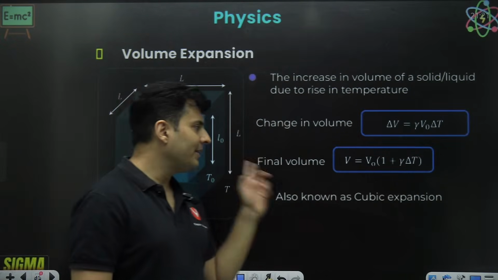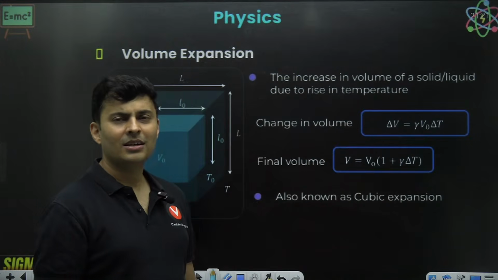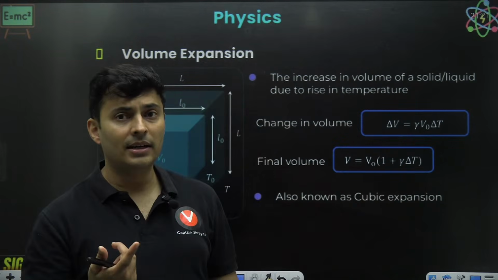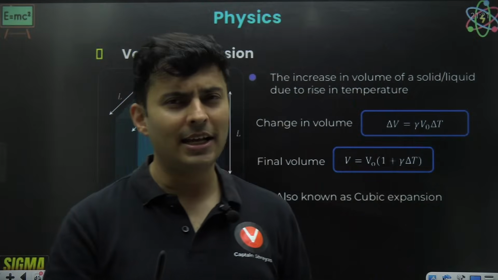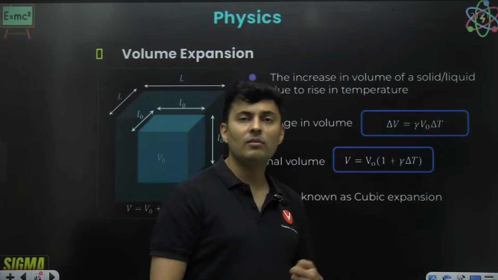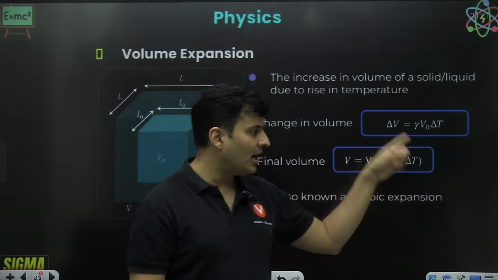Simple. And the final volume, just like final length will be L naught into 1 plus alpha delta T, and final area will be original area into 1 plus beta delta T, final volume will be original volume into 1 plus gamma delta T.